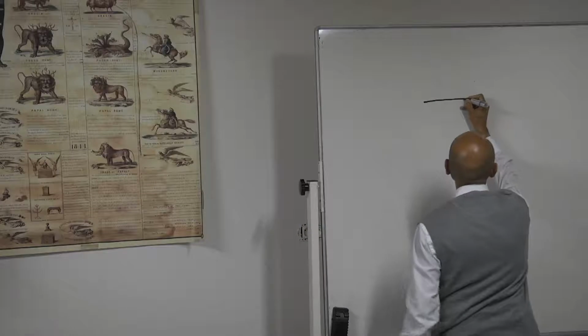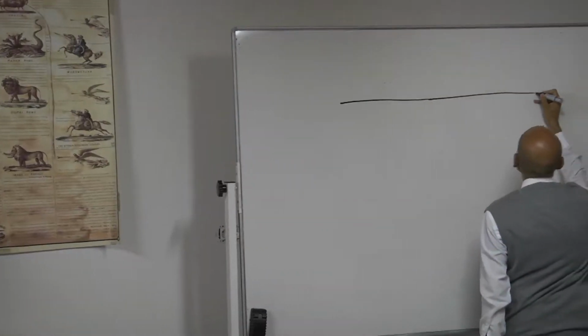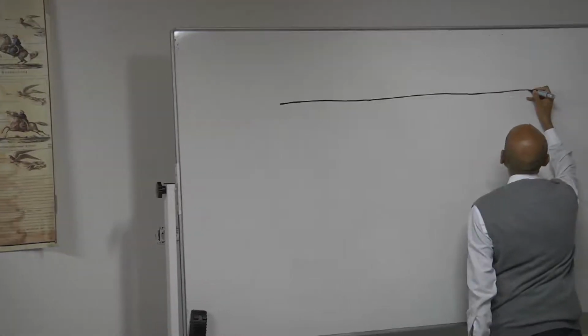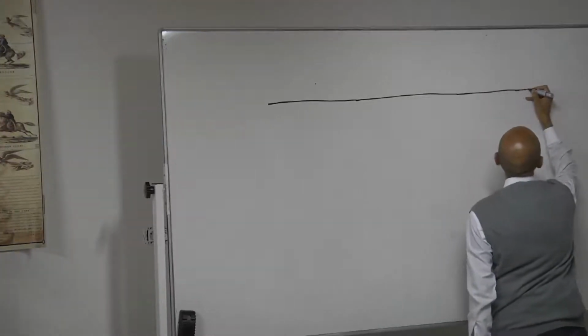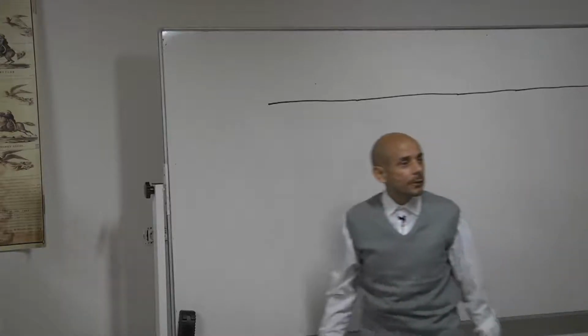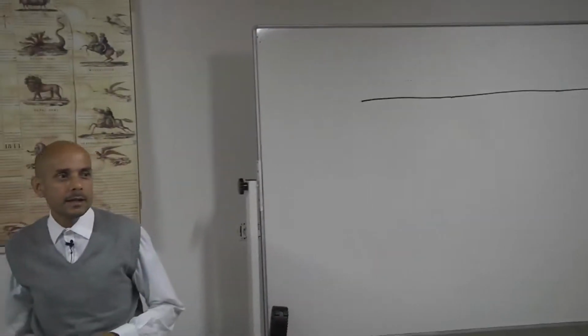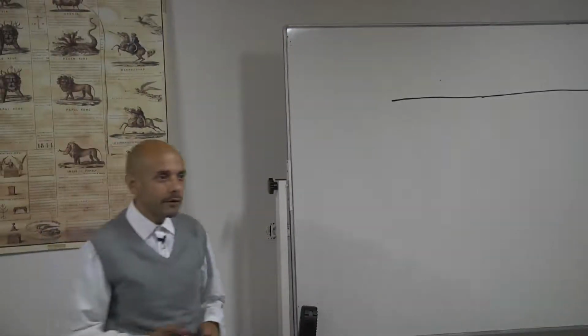So, if we begin with the line that we had, Sister Michelle, how many waymarks did we have? 14. 14, very good.